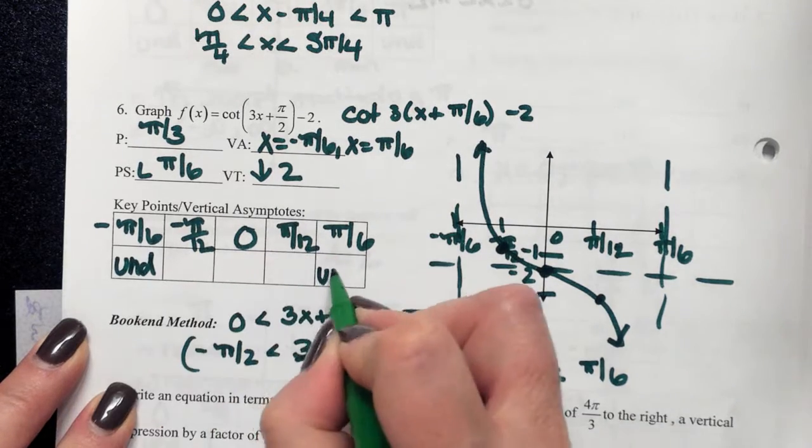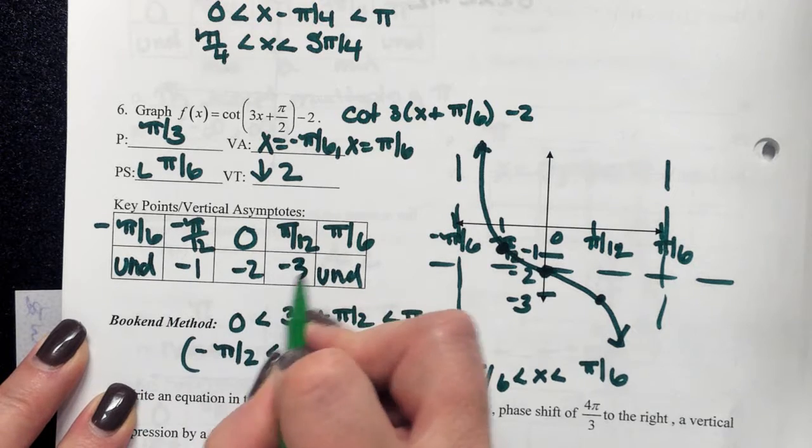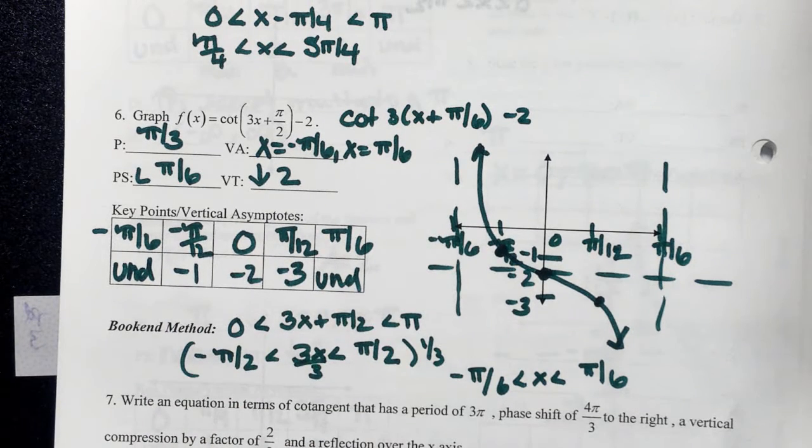Remember, you always start and end with these asymptotes for tangent as well as cotangent. So any questions on that one there? So any questions on graphing the cotangent? All right, let's look at the very last question here, writing an equation.